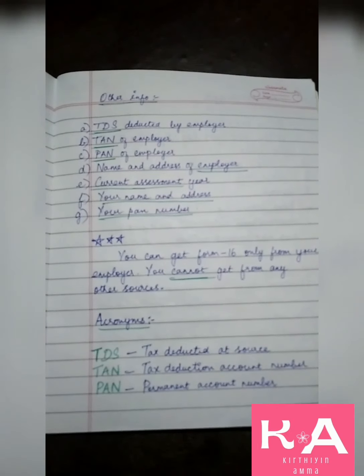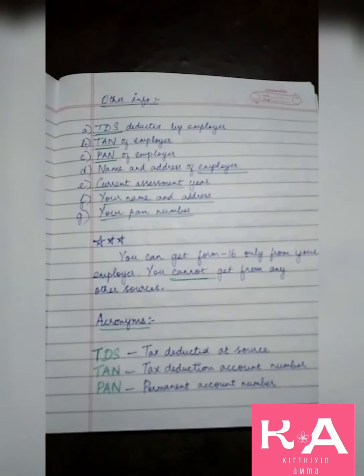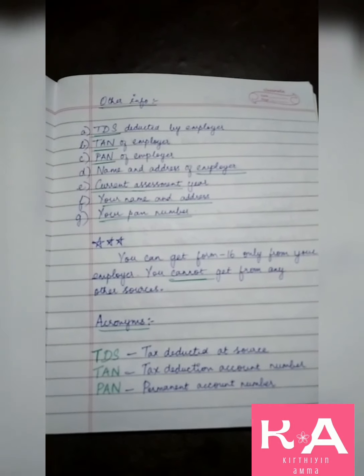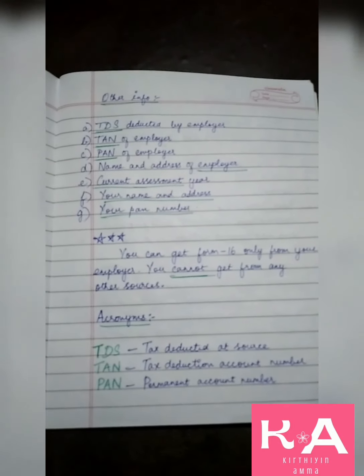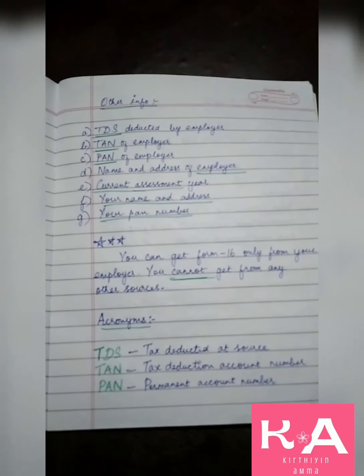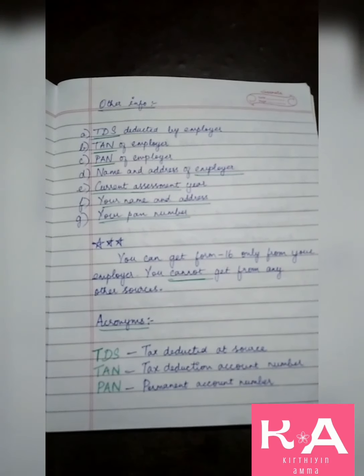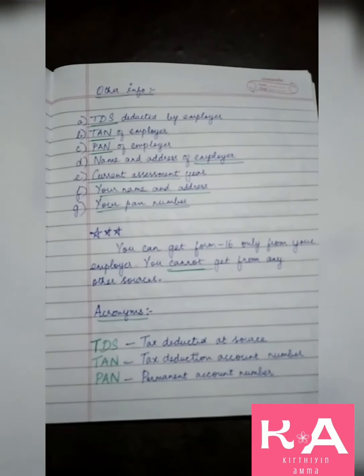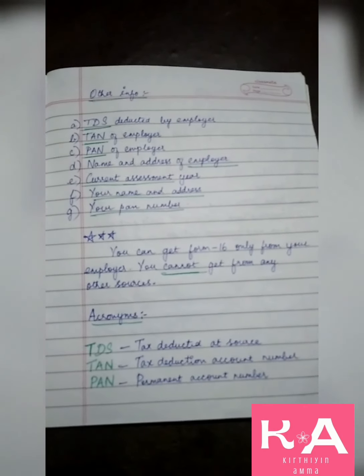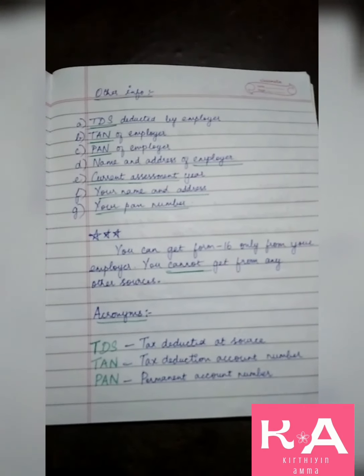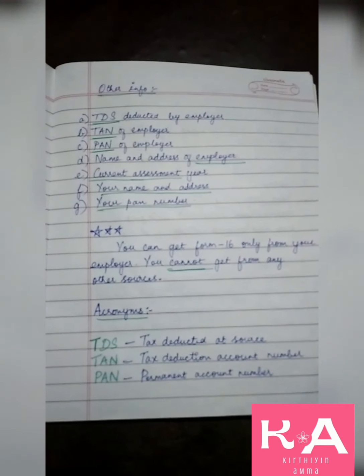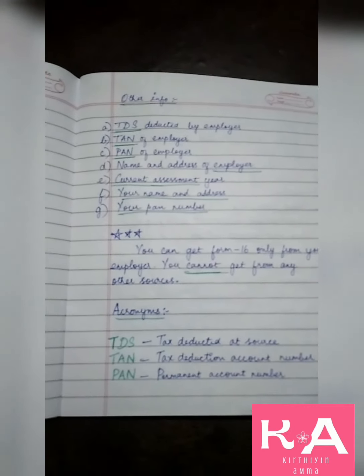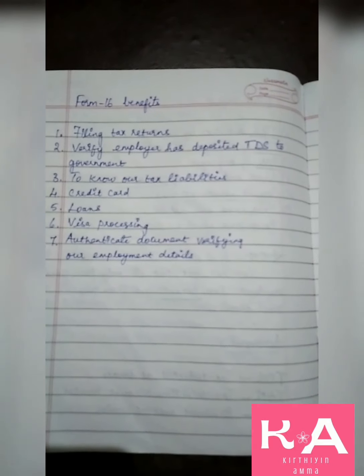Number 4, name and address of employer. Number 5, current assessment year. Number 6, our name and address. That is employee's name and address. And the last point, we'll have our own PAN number. And this point we have already discussed it. You can get Form 16 from only your employer. You cannot get it from any other source. Got it? So everything we have seen.